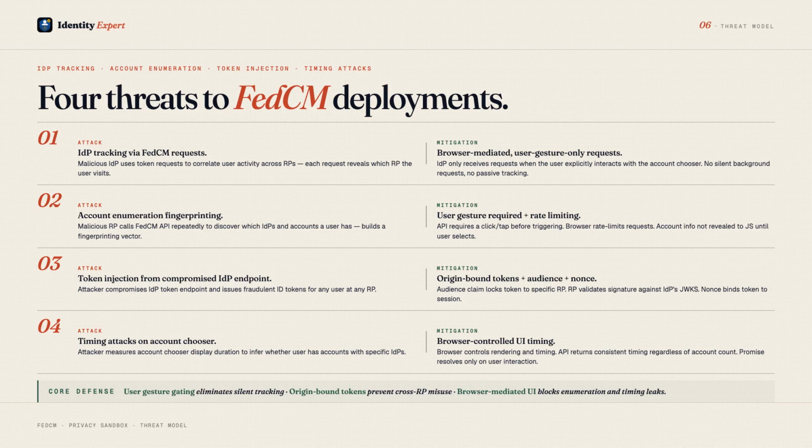Threat 4. Timing attacks on the account chooser. An attacker could measure how long the account chooser is displayed to infer whether the user has accounts with specific identity providers. Mitigation. The browser controls the UI rendering and timing. The API returns the same timing characteristics regardless of how many accounts exist, and the promise does not resolve until the user interacts.